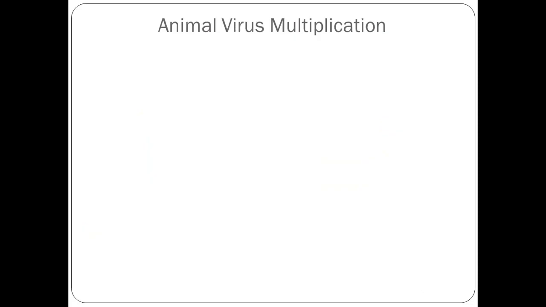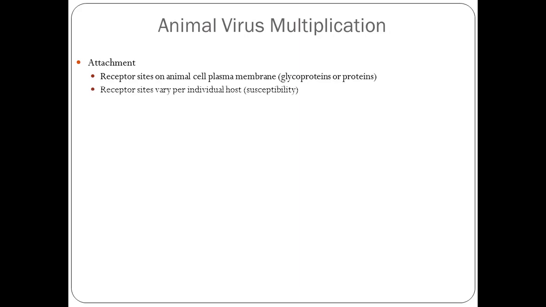Animal virus multiplication is similar to bacteriophage, except there's one extra step. So let's go through this. Attachment. The virus attaches to the cell membrane. So you have receptor sites on the animal cell plasma membrane that may be glycoproteins or proteins. And the receptor sites vary per individual host, depending upon that individual's susceptibility.